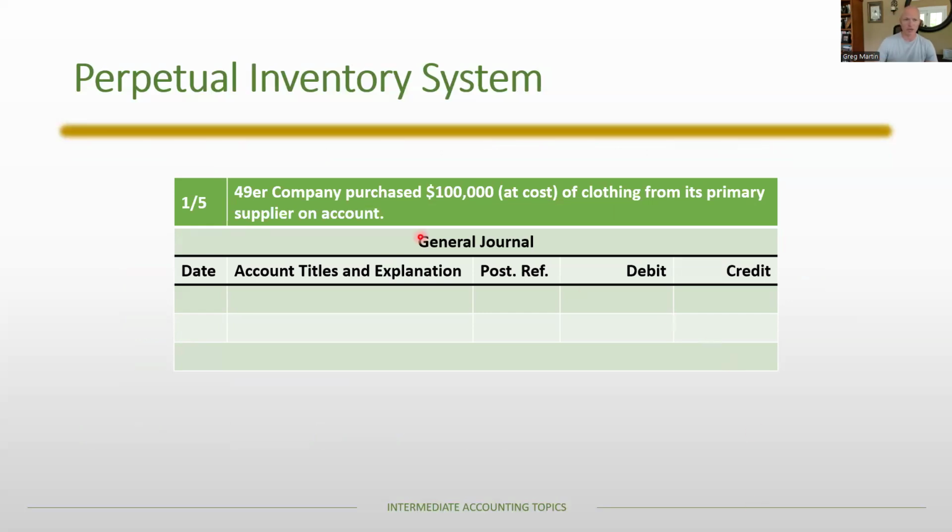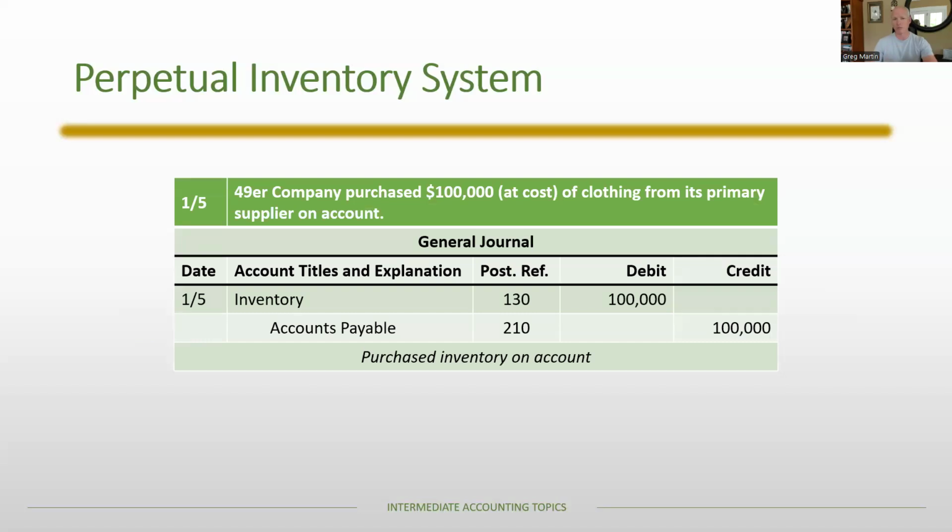Hopefully a couple things are obvious: they purchased some inventory and it was done on account, meaning they didn't pay cash. Hopefully this kind of journal entry is pretty straightforward, but you're going to debit that inventory account and you're going to credit accounts payable to record the fact that you purchased this inventory on account. Again, noting that the increase goes directly to the inventory account.